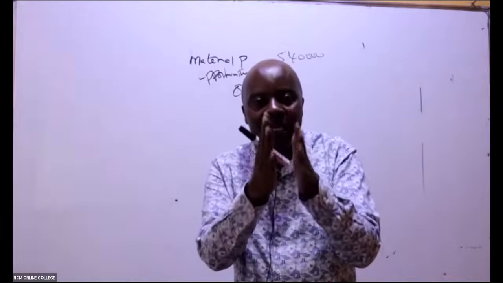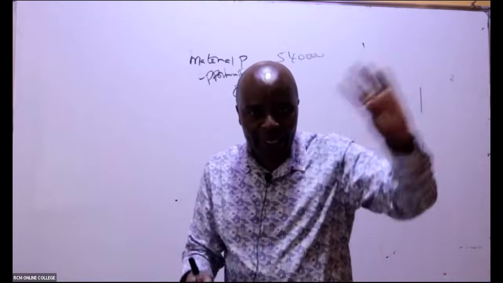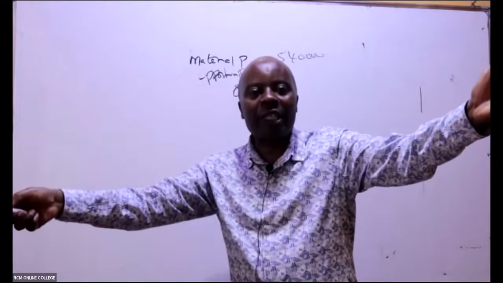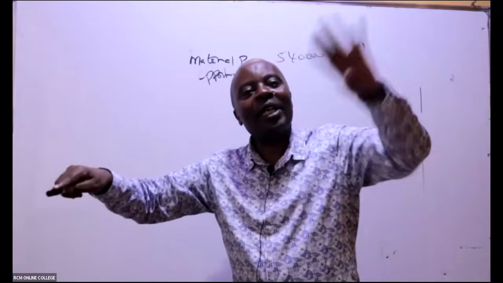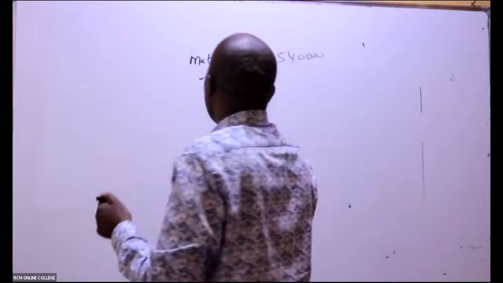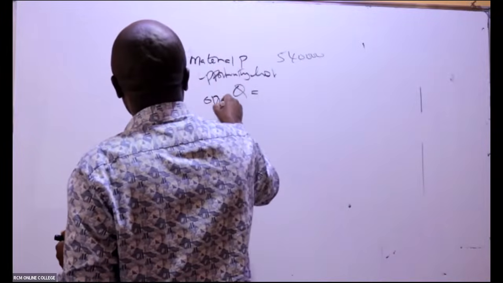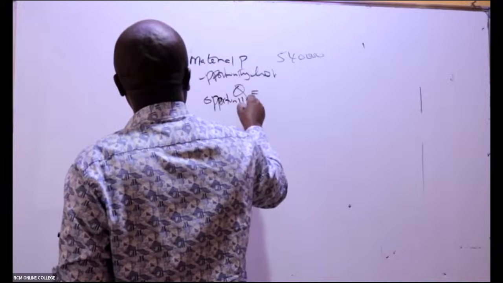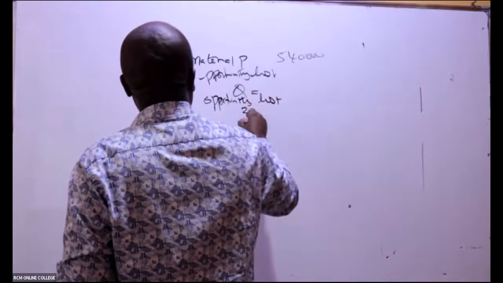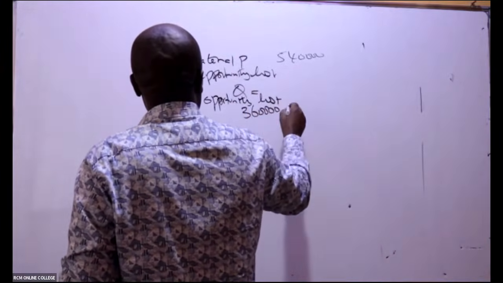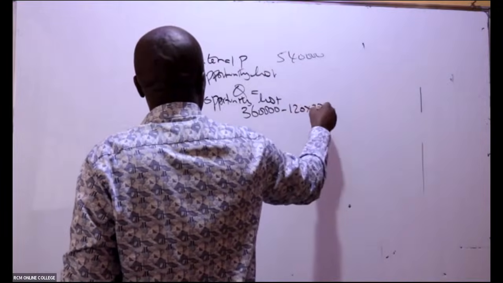Because you can't be in the two spaces at the same time. So it is either that income or you go to this other person. If you go to this other person, you lose that income. So Q, again, I can see opportunity lost there. But now remember, it will be 360,000 minus some 120 times 270, like that.